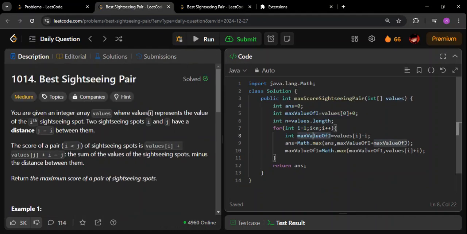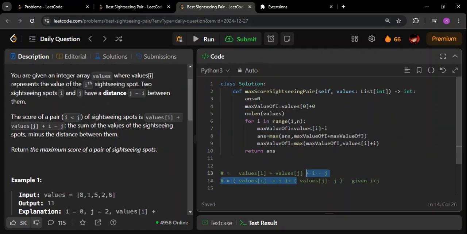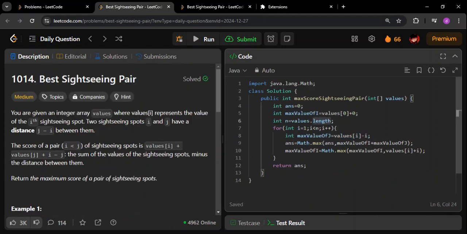Next, I'm calculating max value of j using this particular formula. This is coming from this. Okay, this is coming from this. Now for each value of this, for all the prior indices, I'm going to calculate the max value of this. For that reason, I'm using this, the max value of I. So the previous max value of I, for all the indices which are prior to that, is going to keep the max value. Okay, plus the max value of j, and this is going to be my answer.